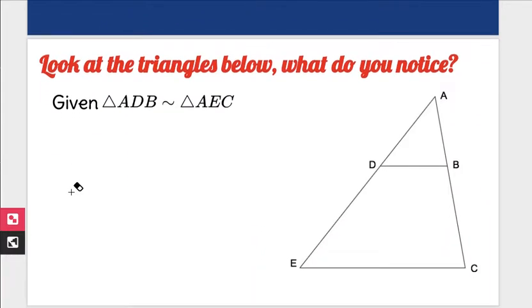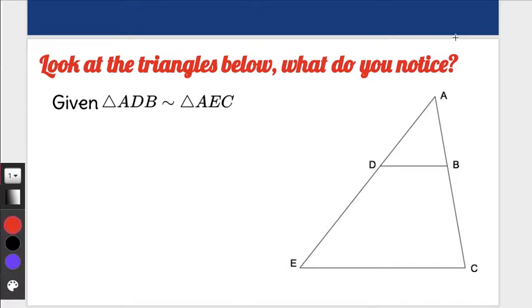As you can see, we have two triangles here. A little bit different is that these two triangles are partially overlapping, and we know these two triangles are similar. Then what are the corresponding sides, do you think? What are the things you notice? You can definitely pause the video.